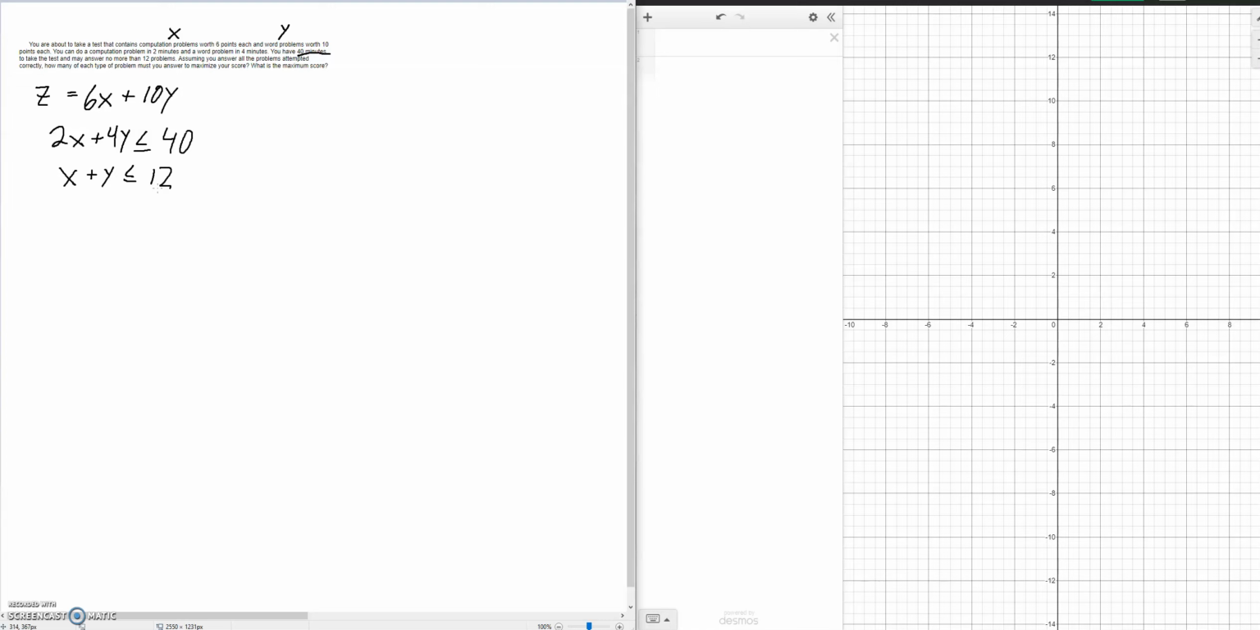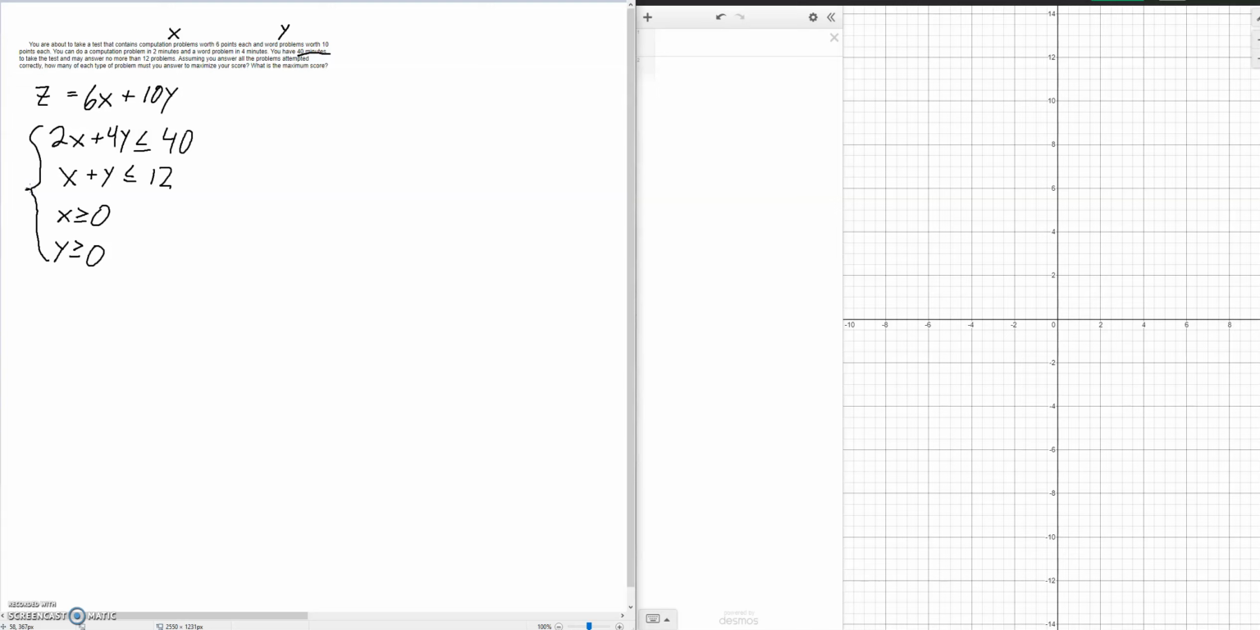Assuming you answer all the problems attempted correctly, how many of each type? Now note here, it's not listed under these constraints, but there is an implied x is greater than or equal to 0, y is greater than or equal to 0. It doesn't seem like there are any other constraints. We've dealt with this 40-minute constraint. We've dealt with the 12-problem constraints. So now, these are the constraints.